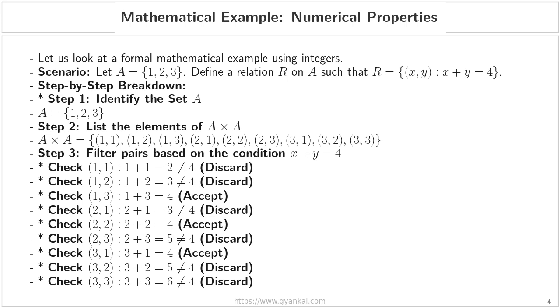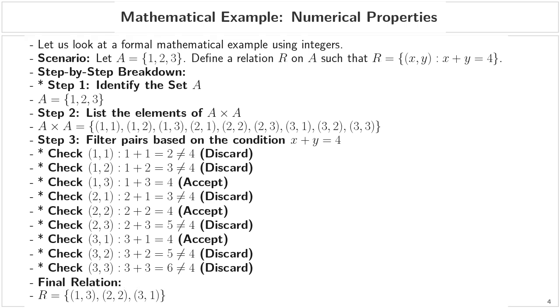Then (2,3): 2 plus 3 equals 5, which is not 4, so we discard it. Now (3,1): 3 plus 1 equals 4. This is a match, so we accept it. Next, (3,2): 3 plus 2 equals 5, so we discard it. And finally, (3,3): 3 plus 3 equals 6, which is not 4, so we discard it. After checking every possible pair, we are left with our final relation. The relation R consists of the ordered pairs (1,3), (2,2), and (3,1).